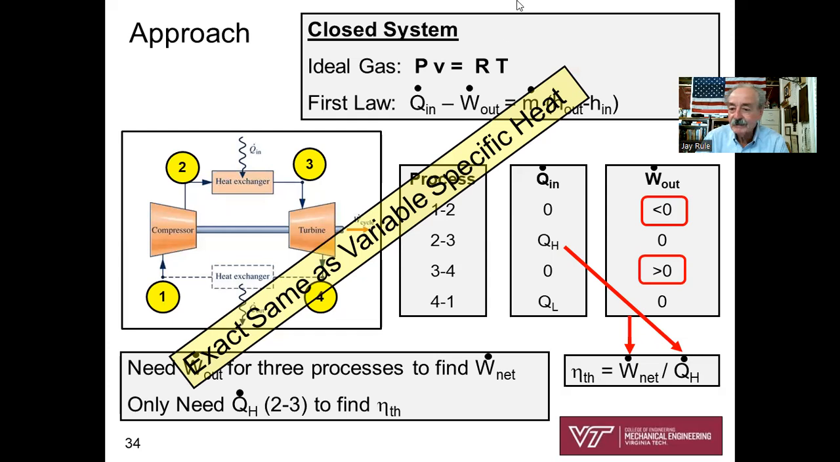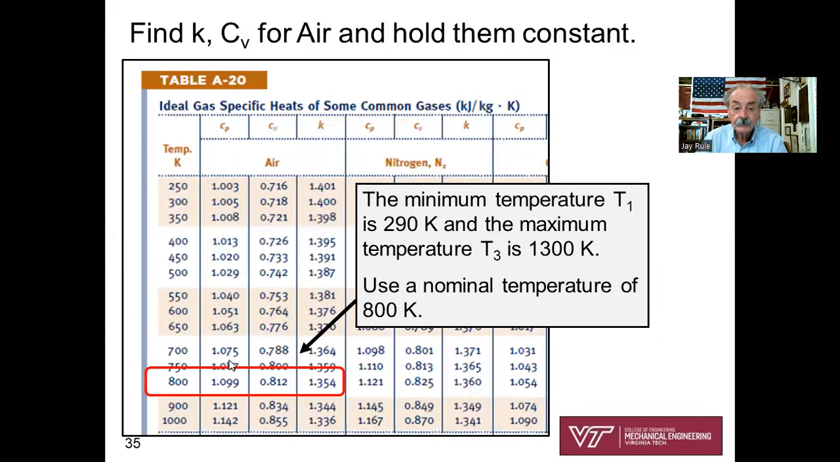Okay. I made exactly the same mistake on this slide. This is open system, steady state, steady flow. So the first thing we'll do for this example problem is find K and find Cp for air at a reasonable nominal temperature. I picked a nominal temperature of 800 degrees K. I eyeballed 1300 degrees K as the max, 290 degrees K as the min, so around 800 is what I picked. So I'm going to write down Cp is 1.099 and K is 1.354.